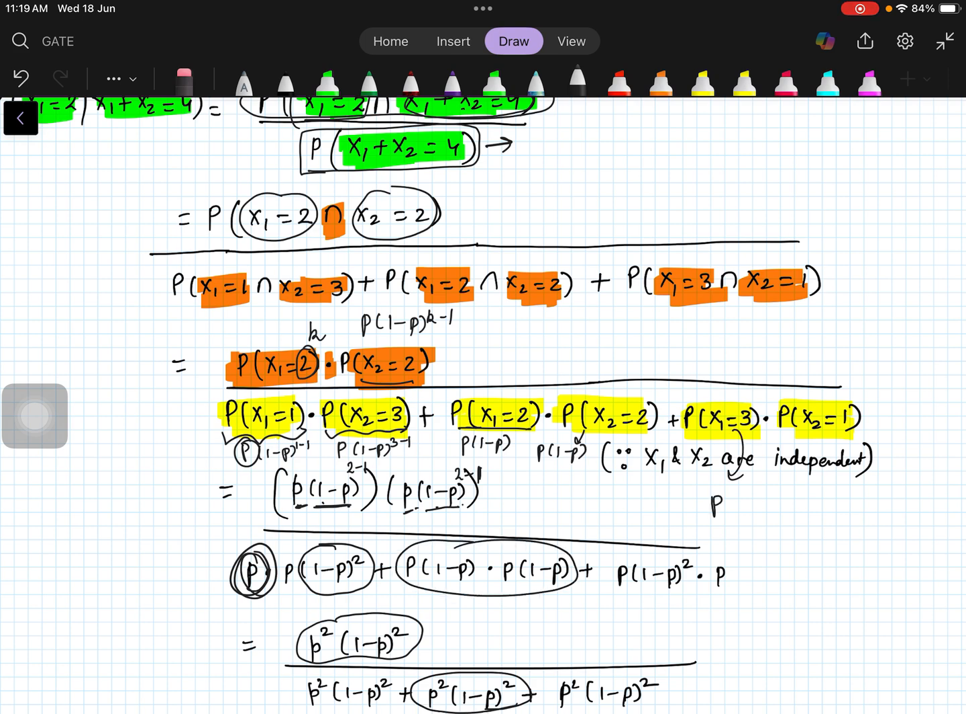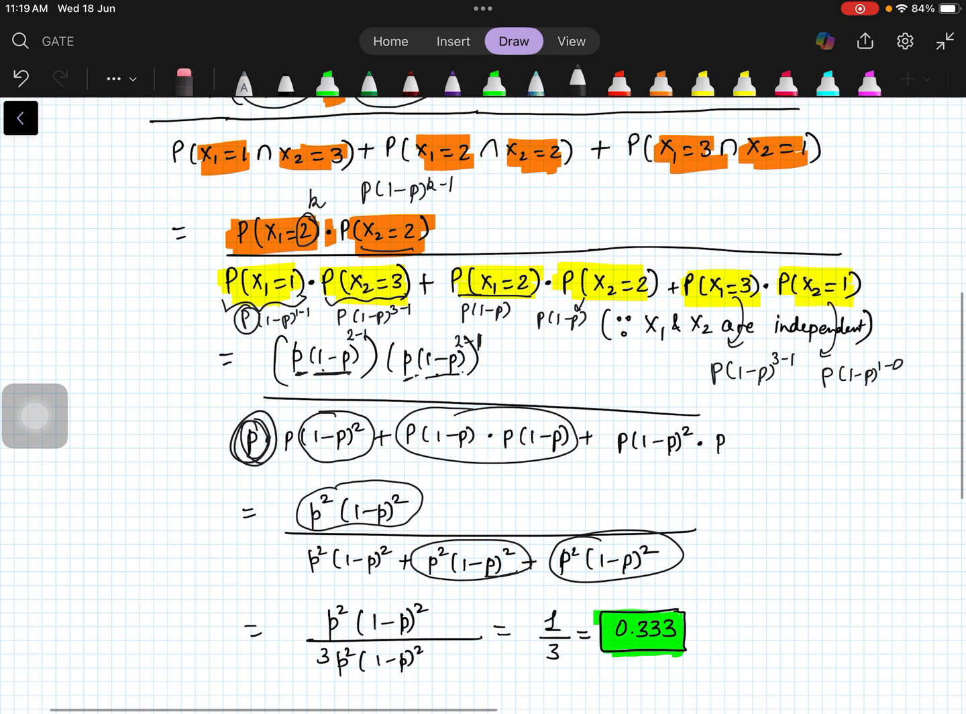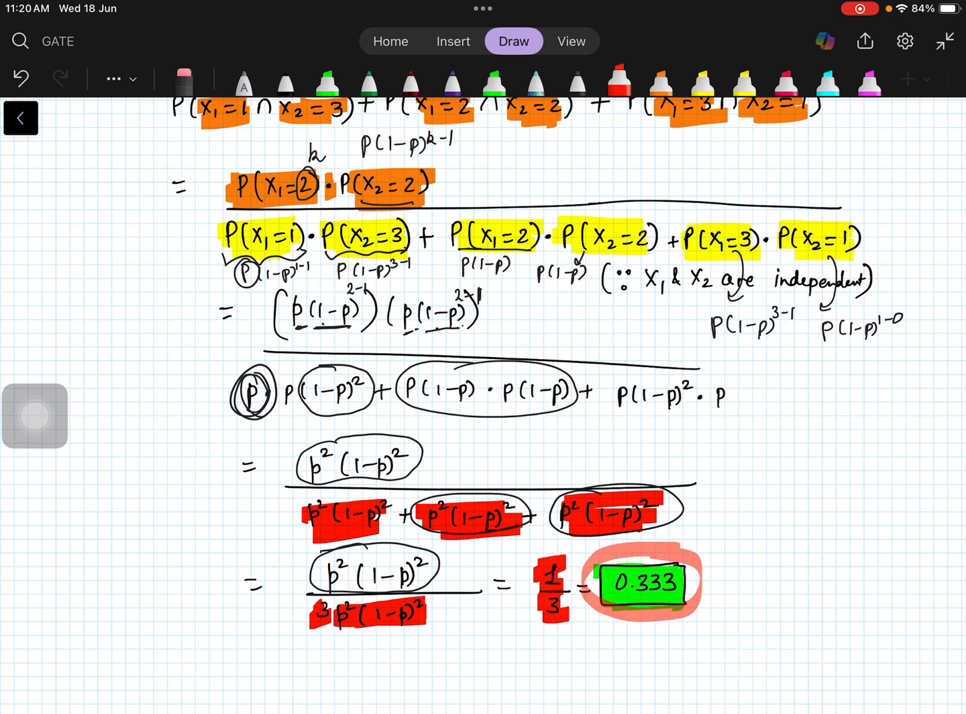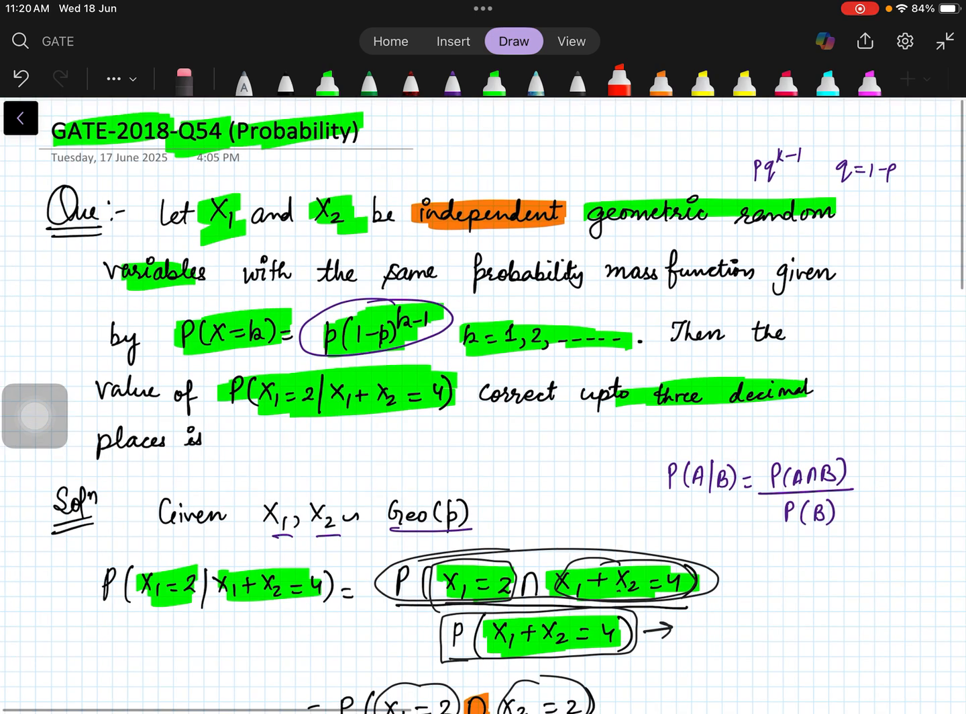Similarly, here it will be p into (1 minus p) raised to power 3 minus 1, and here it is p into (1 minus p) raised to power 0. So, that will be p square into (1 minus p) square. So, the numerator will be p square into (1 minus p) square, and in the denominator we have 3 similar terms. So, it will be 3 times p square into (1 minus p) square. So, you have 1 by 3. So, your answer will be 0.333. Okay. So, our answer would be 0.333. So, that is how you solve this problem, right.